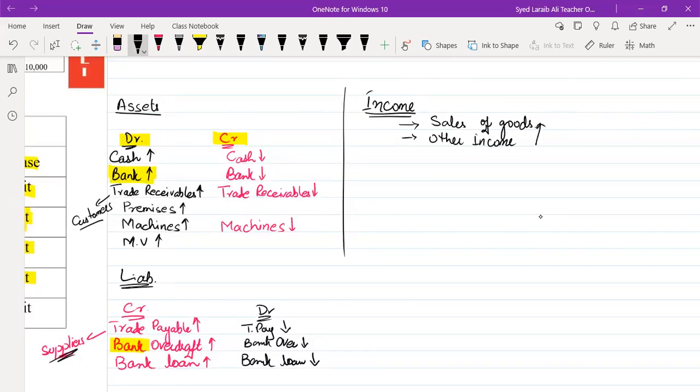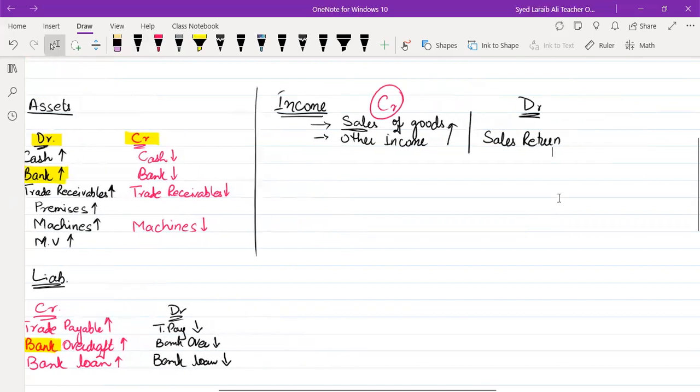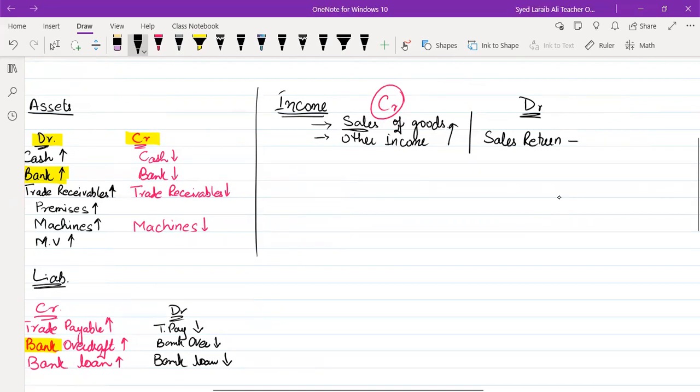When they increase, they are recorded on credit side. However, when the income decreases, it is recorded on debit side. And how is it possible? Beta, when you sell the product, the sales increase the income and it is recorded on credit side. But when the customer returns the faulty goods back to you because they cannot be accepted by the customer, that is basically sales return. In new terminology, we call it return inwards.